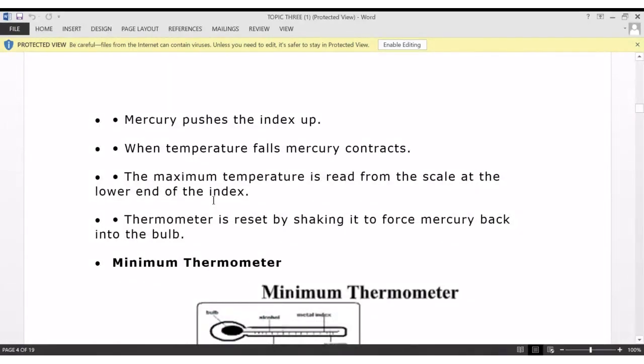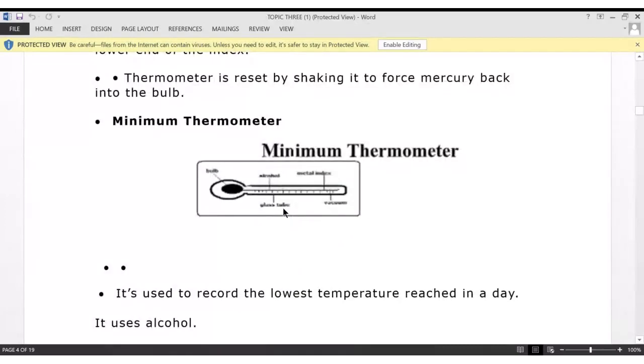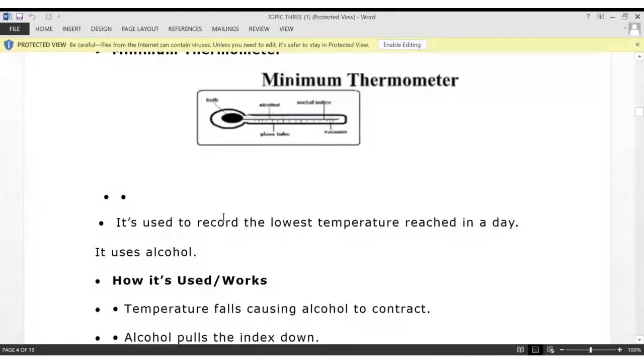When the temperature falls, mercury contracts. The maximum temperature is read from the scale at the lower end of the index. The thermometer is reset by shaking it to force mercury into the bulb. Minimum thermometer. Now it's used to measure the lowest temperature reached in a day.